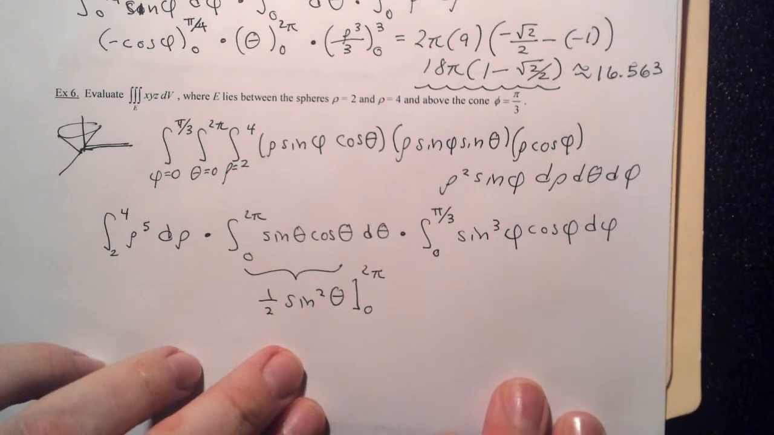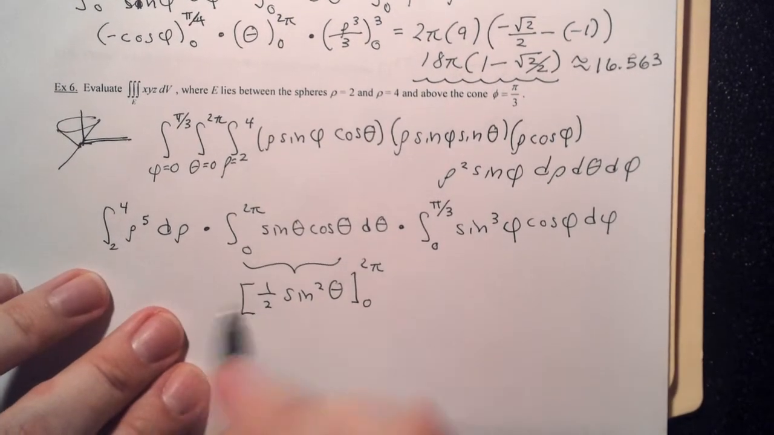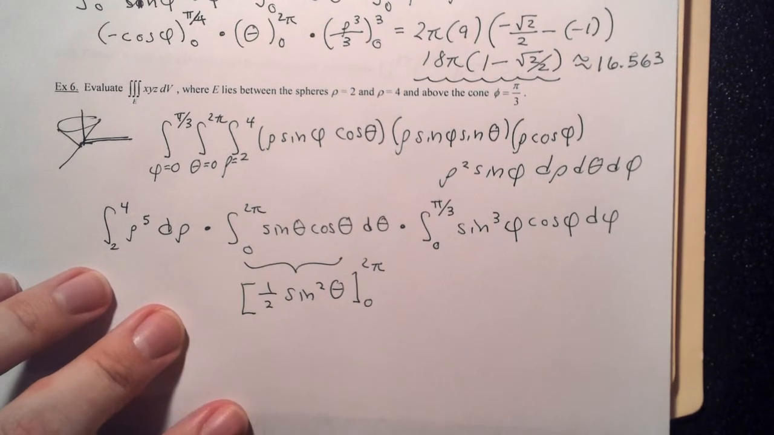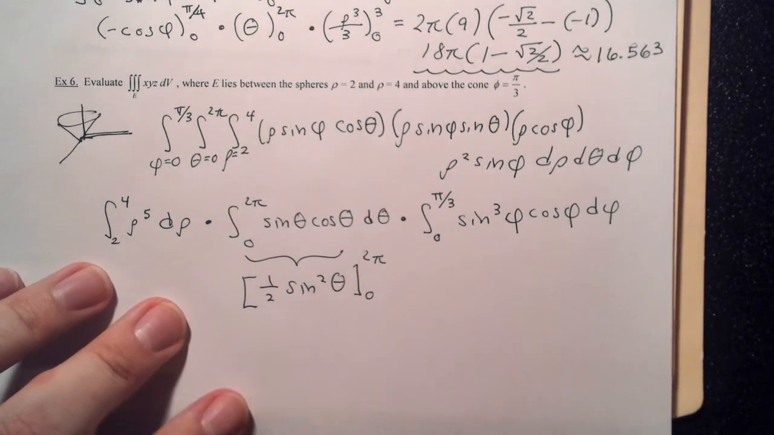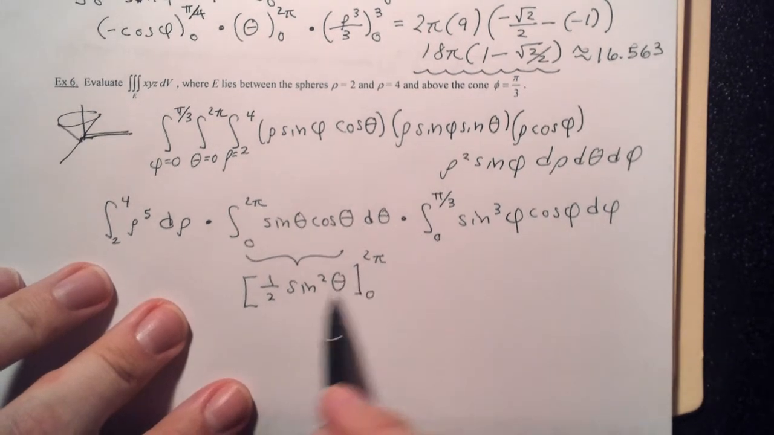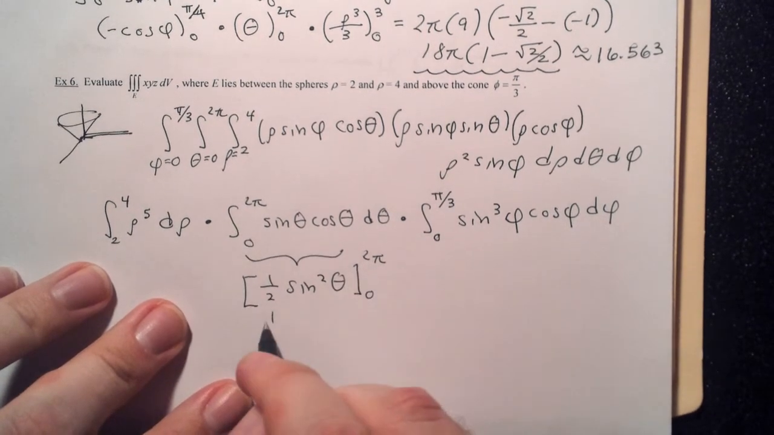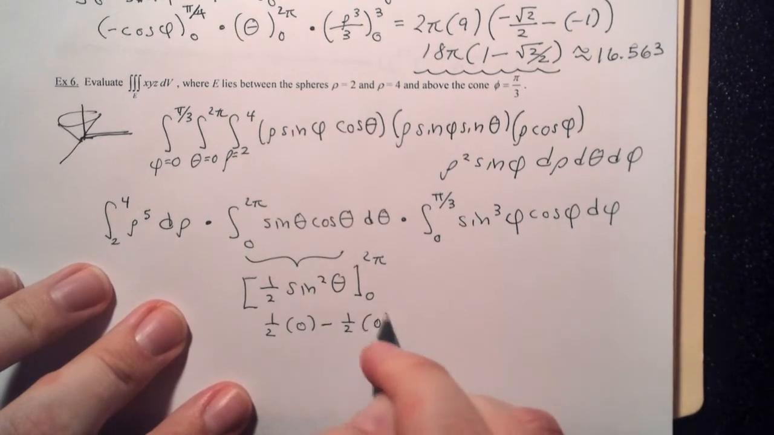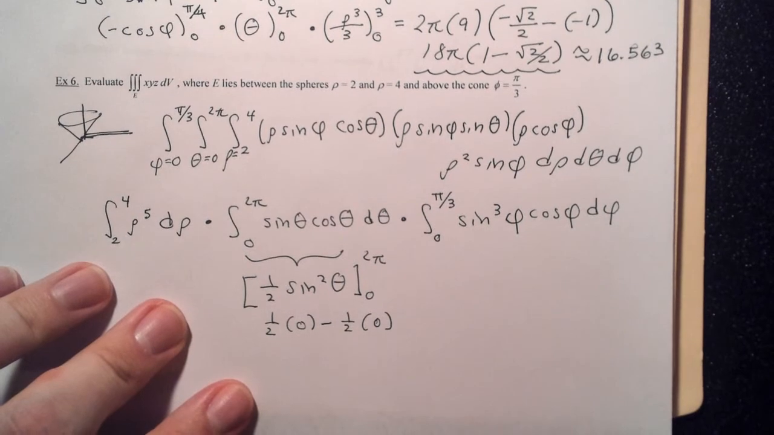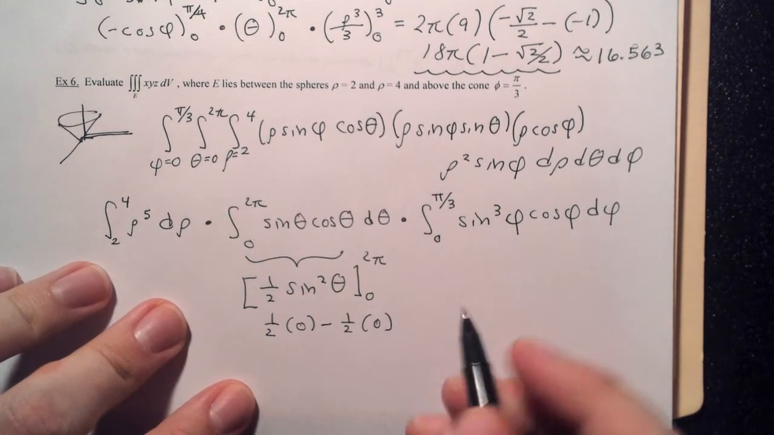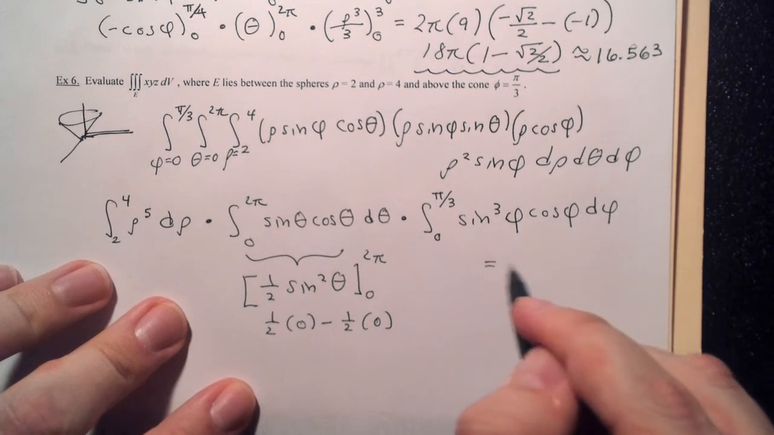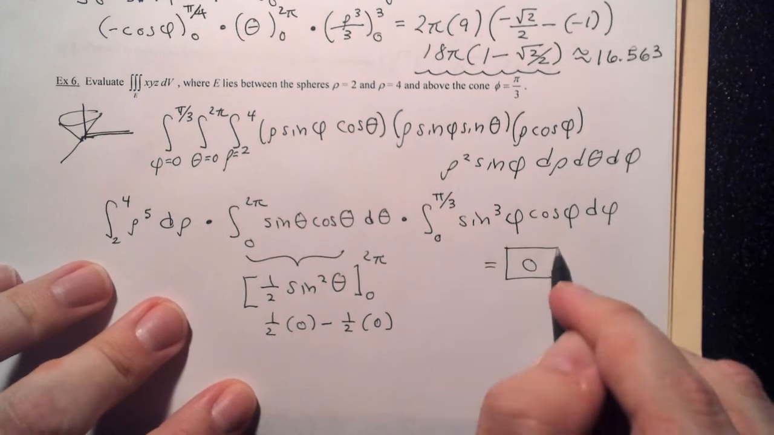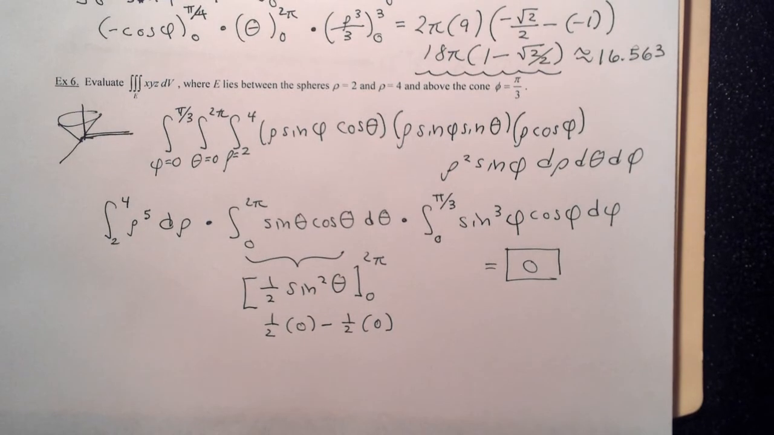So if you did just that bit of work, it would make sense that if you did evaluate this using technology or by hand, this right here is going to give me 0, because I'll have 1/2 of 0 minus 1/2 of 0, because the sine is 0 at both 2 pi and 0. So this entire integral is just 0.